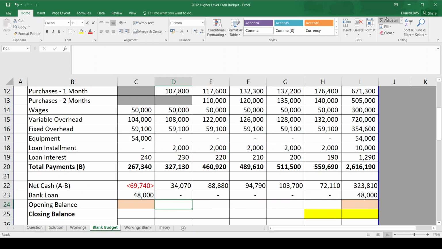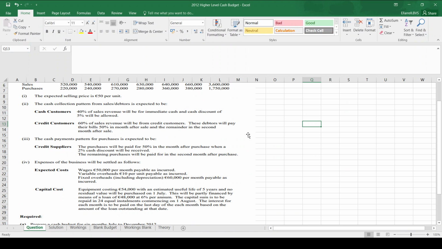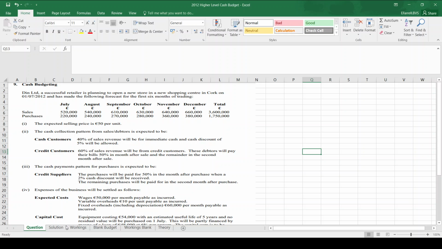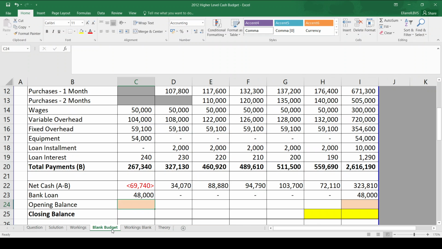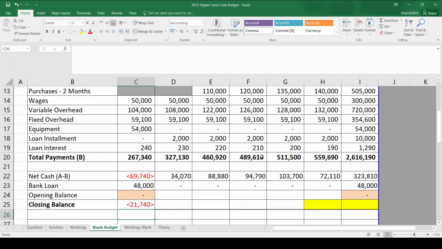My opening balance, as we said already at the top of the question, this company is only being set up at the start of July. They plan to open a new store. So if that's the case, there'll be no opening balance. And whatever goes in the first column is the same figure that goes in the total column. If it was 10,000 here, it would be 10,000 in the total, but it's zero, so it's zero in both places. Now I simply add these down. So I plan to be down 69,740 in July, but I have a loan of 48, so I'm down 21,740.